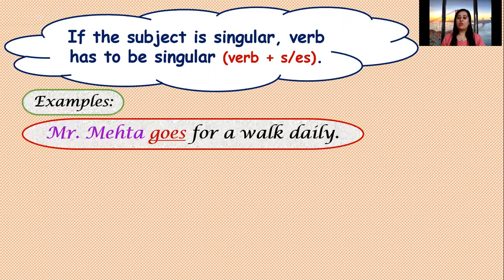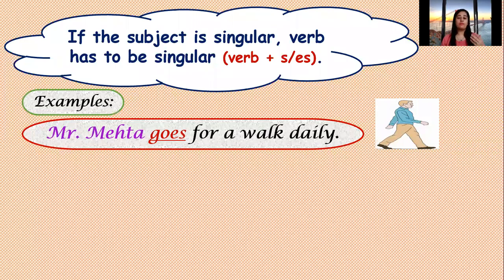Mr. Mehta goes for a walk daily. Now we are talking about Mr. Mehta. Mr. Mehta is just one person. So we have to add es to the verb go. So go will become goes. Mr. Mehta goes for a walk daily because Mr. Mehta is just one. The subject is singular.